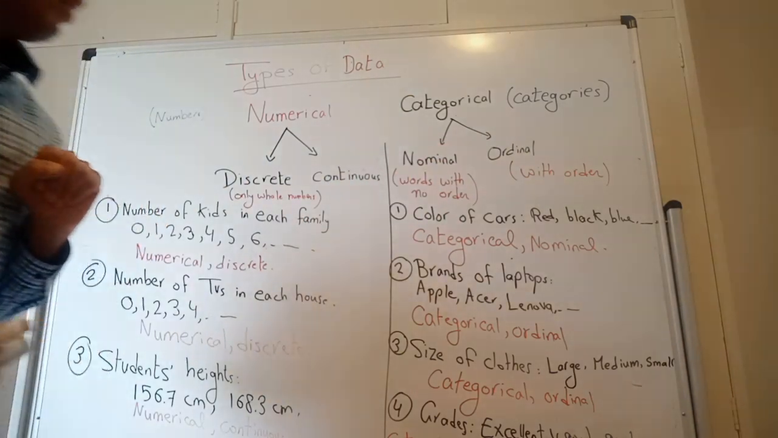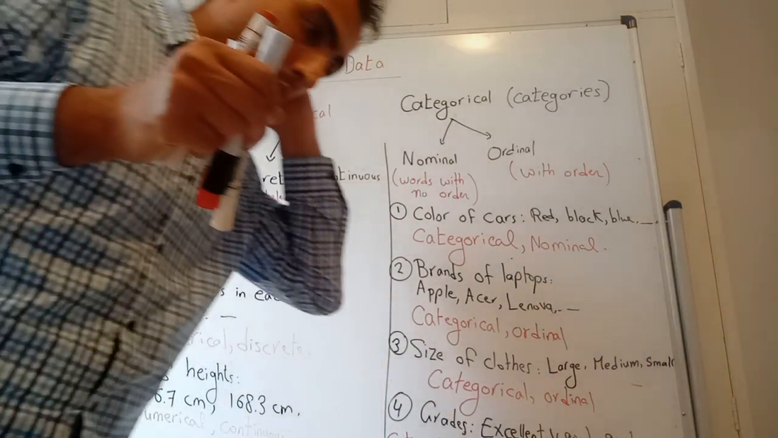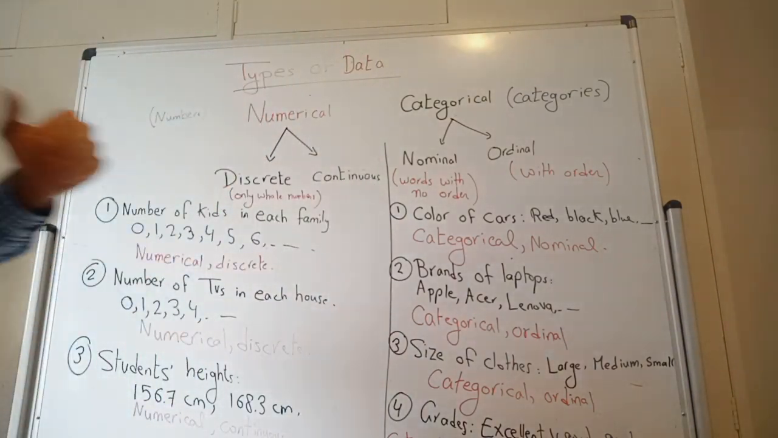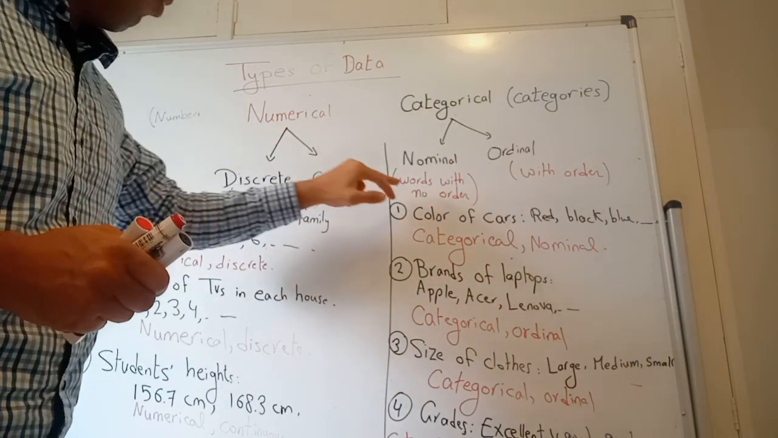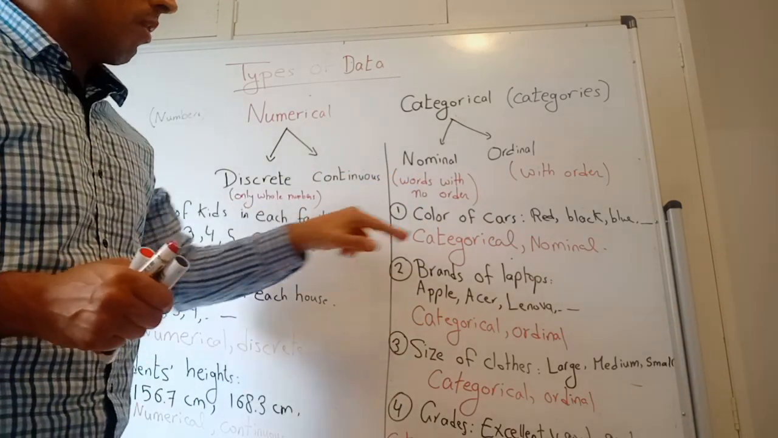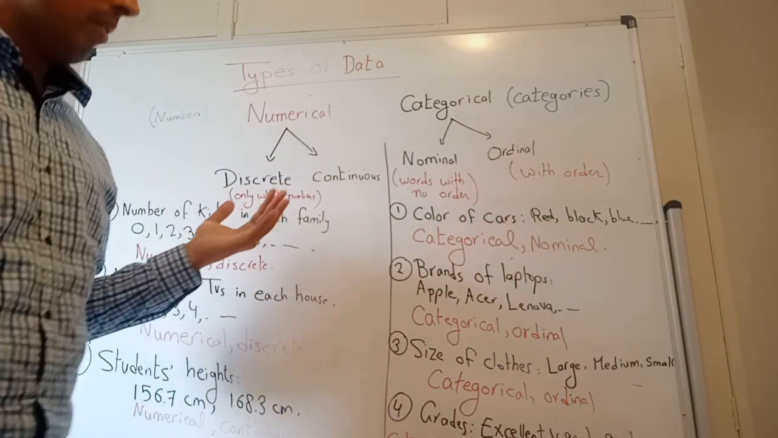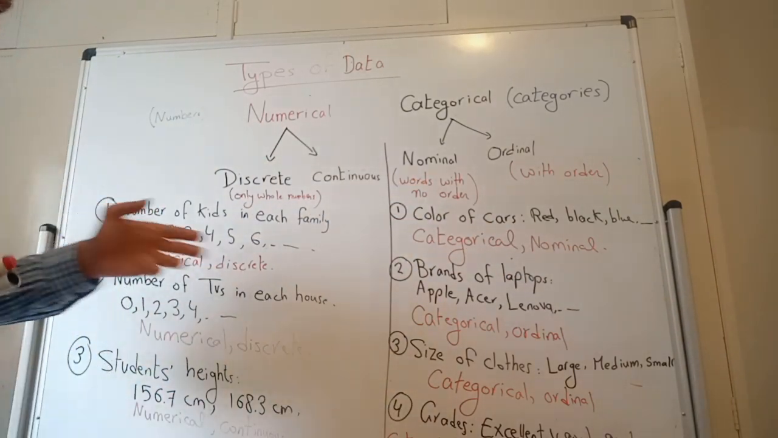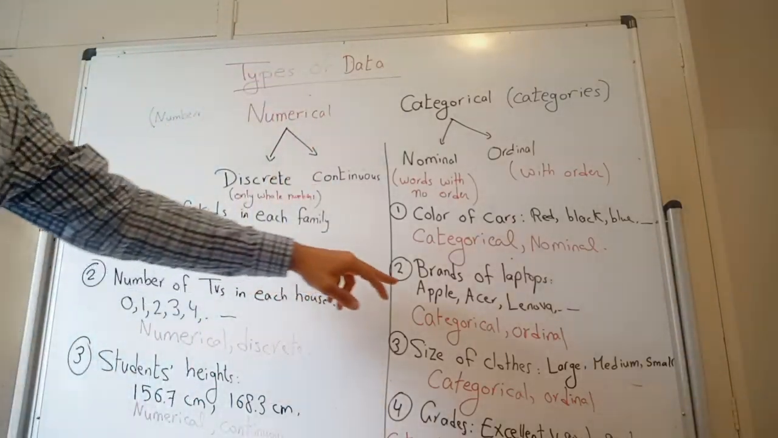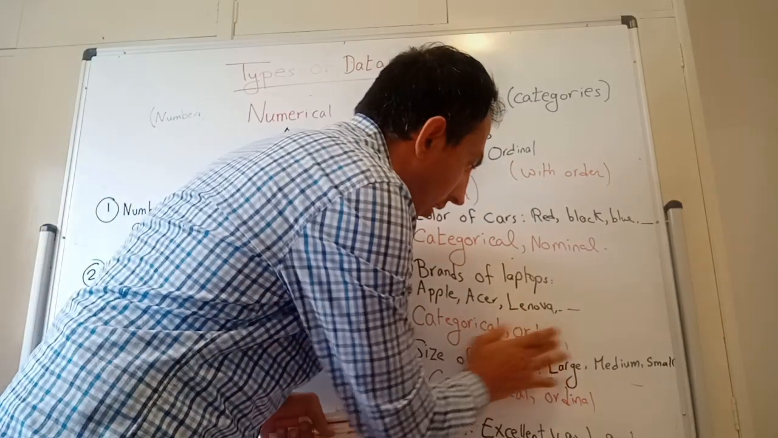Now we come to categorical, nominal and ordinal. Categorical are mainly words, sometimes they can be numbers. When I talk about postcodes and so on, you can see this later. For categorical, we have two types: nominal and ordinal. For nominal, we have words with no order. Like when I talk about color of cars, red, black, blue, and so on, there is no order, just words, qualities. Categorical and nominal, as we said, no order. Brands of laptops, for example: Apple, Acer, Lenovo, Toshiba, whatever you want. There is no order, just words. Sorry, I made a mistake here. It is nominal.